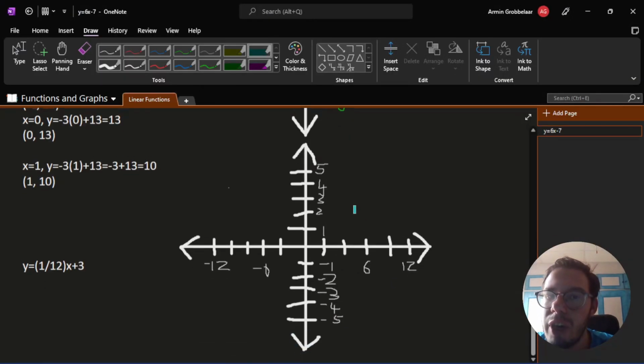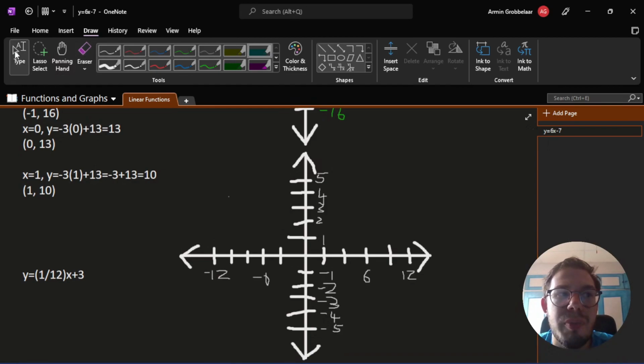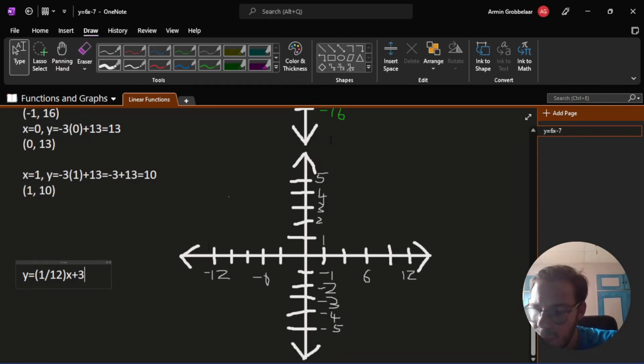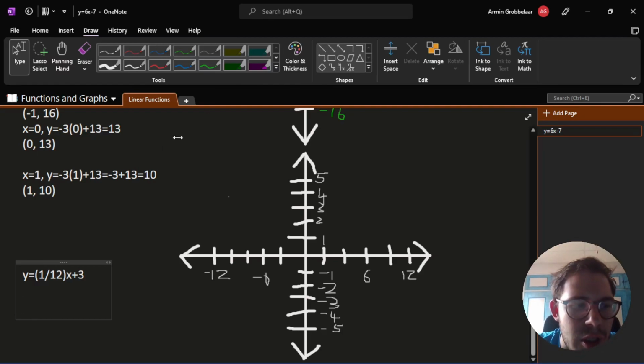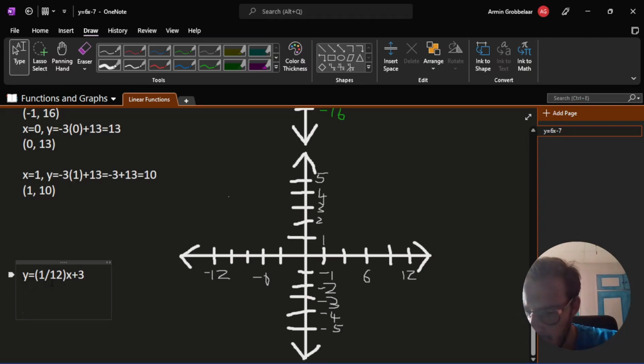So now I'm going to go to the final one, which is the same method. So we need 3 points. We need a point for where x is less than 0, a point where x is equal to 0, and a point where x is greater than 0. So in the above here, you can see if I choose x equal to minus 1, then y would be equal to minus 1 divided by 12 times minus 1 plus 3.